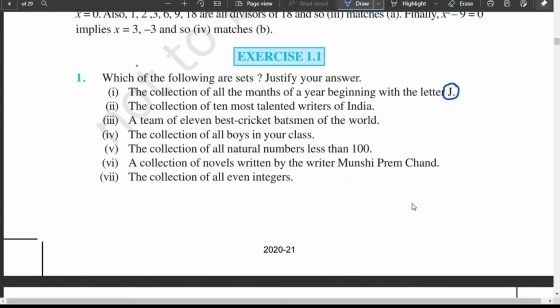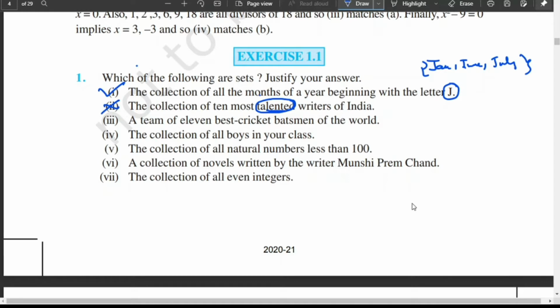So with the example I have shown you, that is Jan, June and July, very much we can write it as a set. It is well defined, so it is a set. Collection of 10 most talented writers of India. See here, this word "talented" is a spoiler. We cannot categorize a talented person or a writer, so it is wrong.